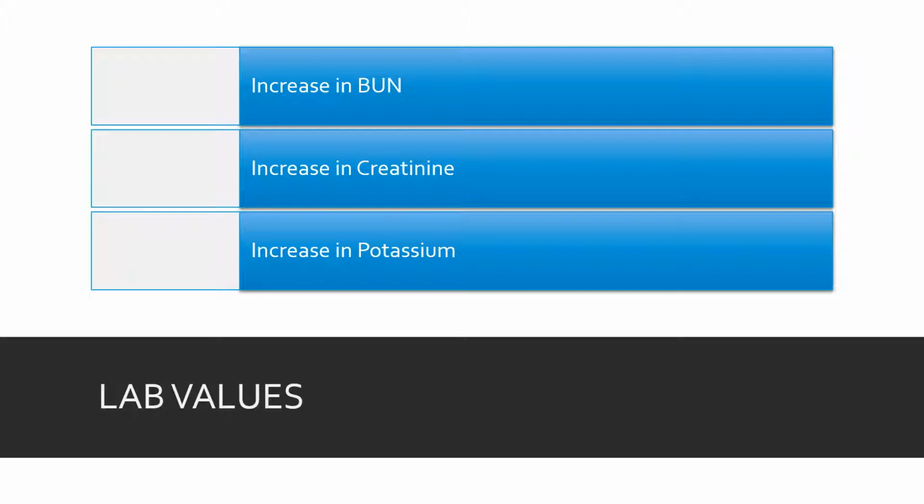You'll also see an increase in potassium. Now, this is because there's a decrease in the urine output due to the decrease in the glomerulus filtration rate. And when urine is retained, this makes the potassium levels increase.